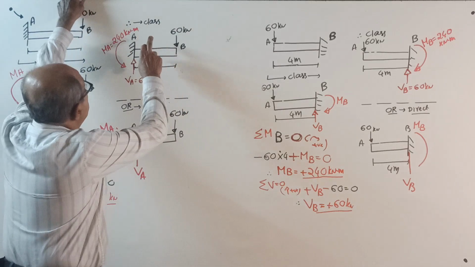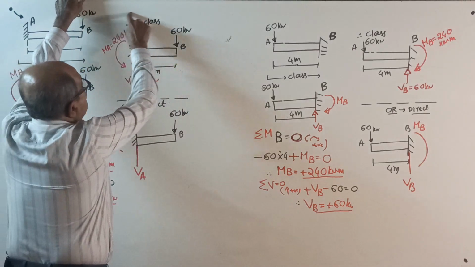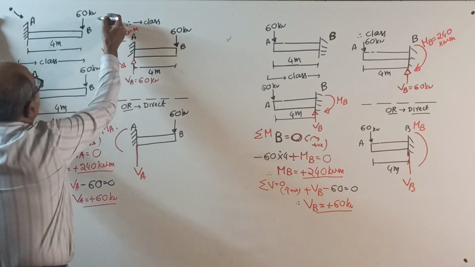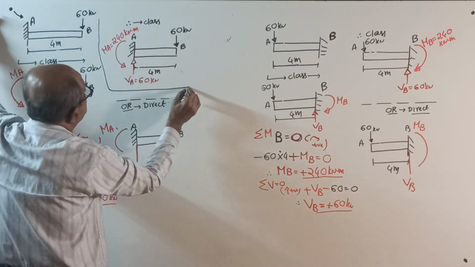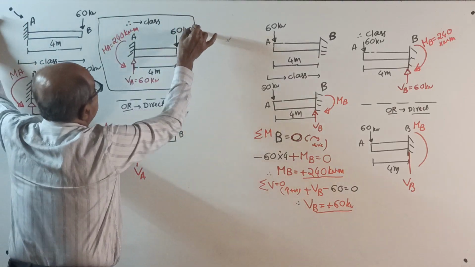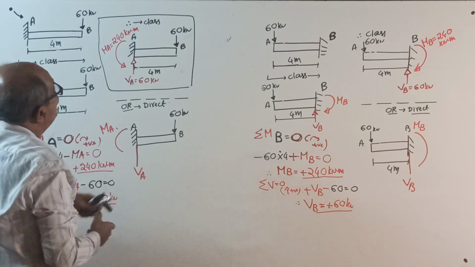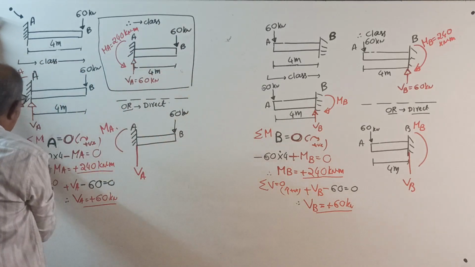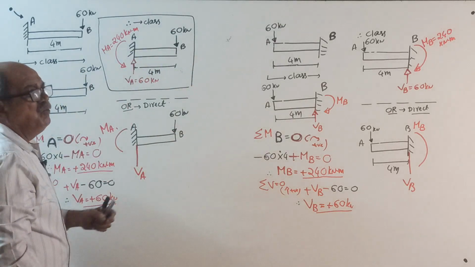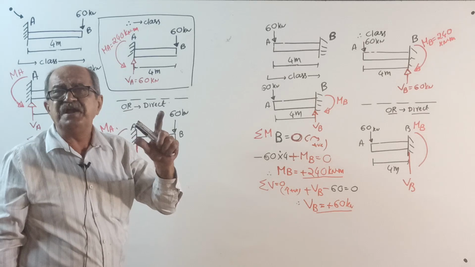And then write the statement. Therefore, write it in a box. Final answer: this is the final result for this question. See, box type. Therefore, support reactions will be as shown below. I won't write it. In every class earlier, I used to write it.